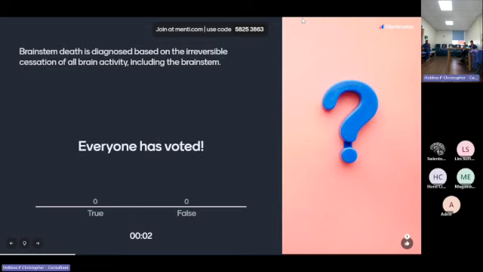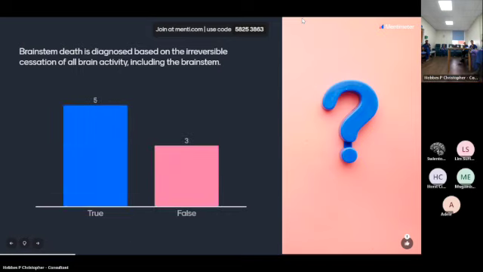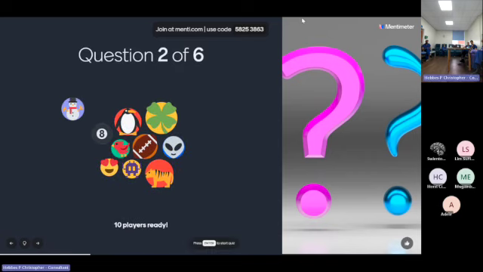Yes, everybody's voted. Okay, so it's true. Brainstem death is the irreversible loss of the capacity for consciousness, including the capacity for breathing as well. So you lose all your brain functions, including the brainstem. That was true. Next question.